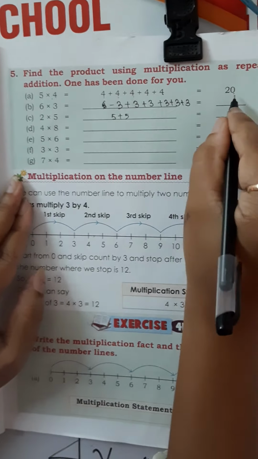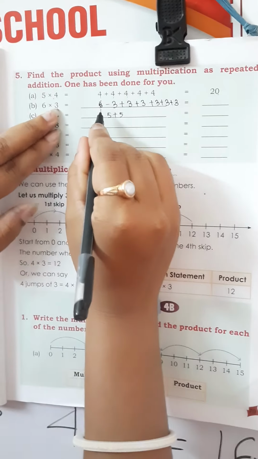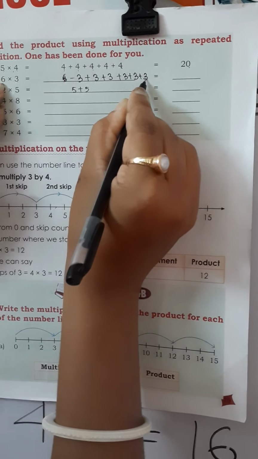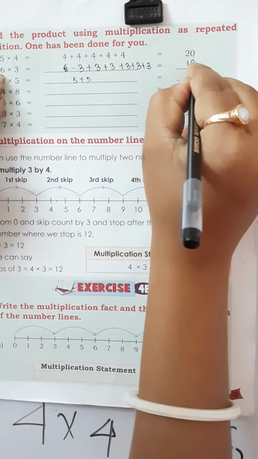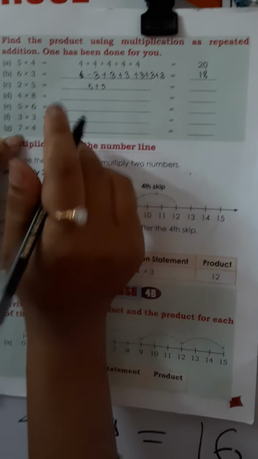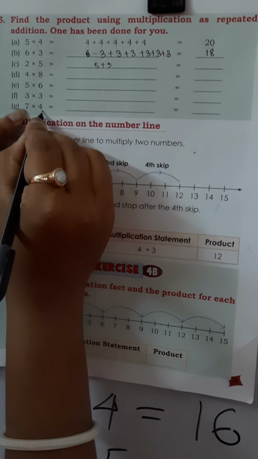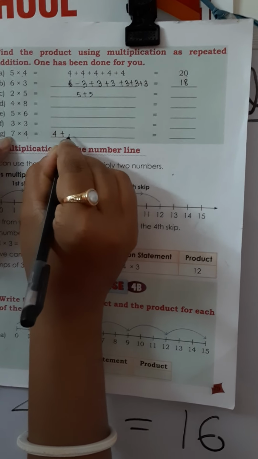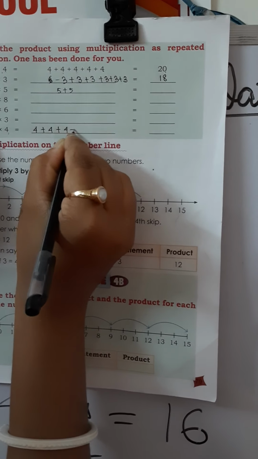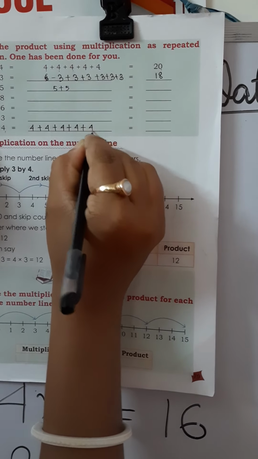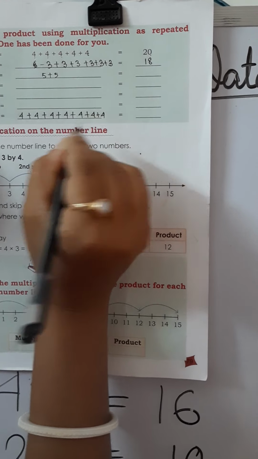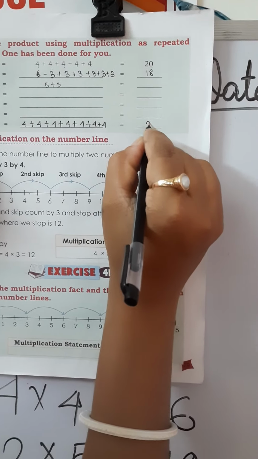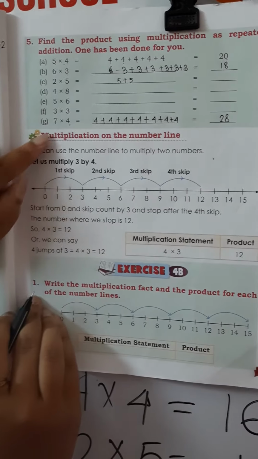Here also 6 into 3. We have to write 3 six times. That is 1, 2, 3, 4, 5, 6. And 3 sixes are 18. Next example, the last one I will do for you now. 7 into 4. We have to write 4 seven times. That is 1, 2, 3, 4, 5, 6, 7. 7 times. So 4 sevens are 28. So the product is 28.